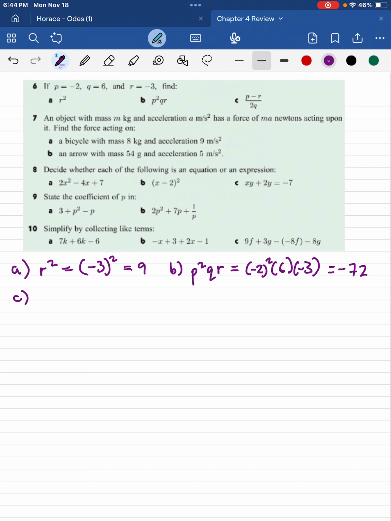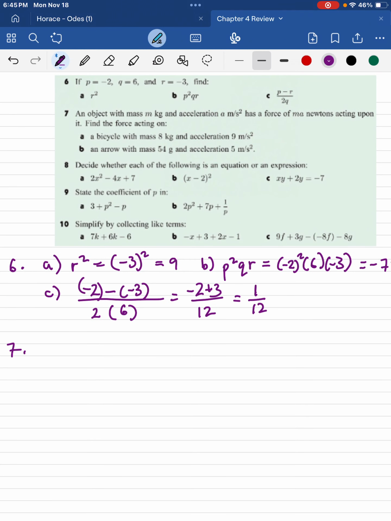And for part C, it's going to be -2 minus (-3). Okay, I should make sure I put these in parentheses. All over 2 times 6. So -2 plus 3 all over 12 is 1 over 12, which is the final answer.